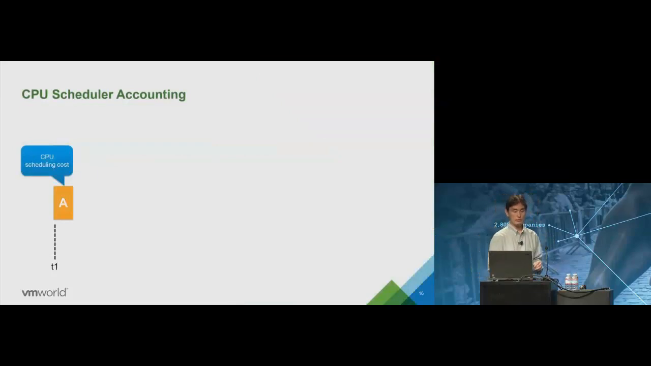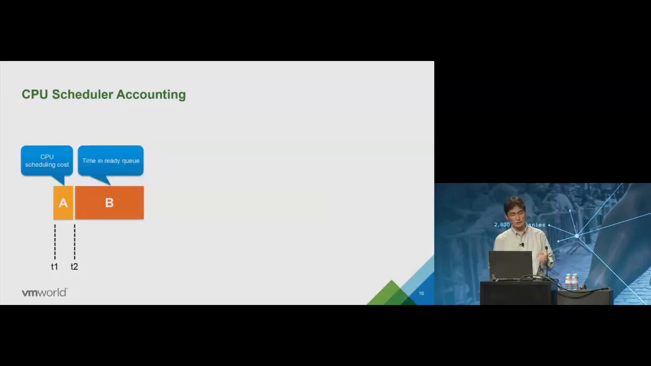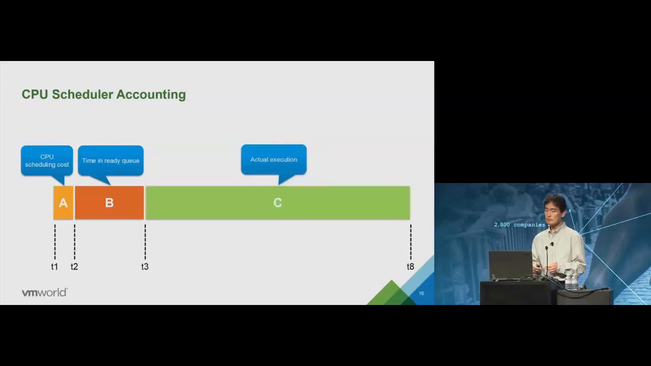On this example, let's use the web server example again. Let's say at T1, the web server becomes busy, so we need to schedule it. A stands for scheduling cost. The CPU scheduler has to run before the vCPU starts running. And it can spend time in the ready queue, so B stands for the time spent in the ready queue. Between T3 and T8 represents actual execution time.